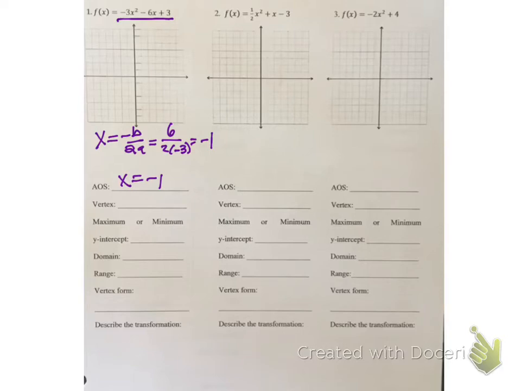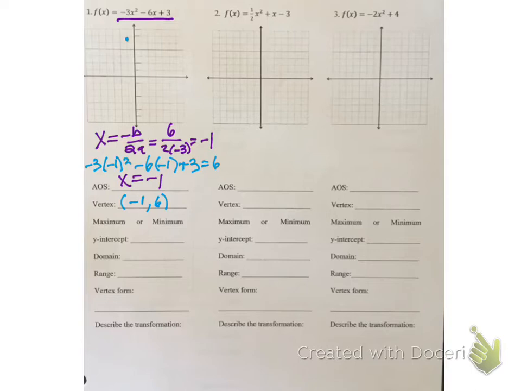Then to find my vertex, I'm going to need to plug my negative 1 value into my original equation. So negative 3 times negative 1 squared minus 6 times negative 1 plus 3. When you put that in the calculator or in your head, you end up getting 6. So my vertex is at negative 1, 6. I'm going to go ahead and plot that on my graph. I go left 1, up 6. Right here, you can kind of see that.